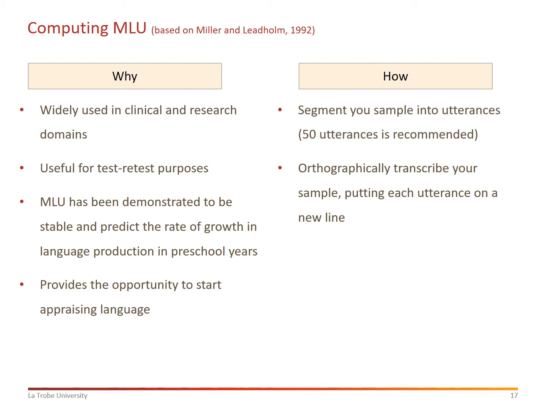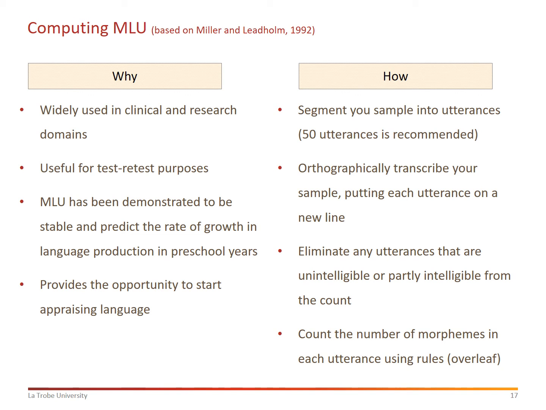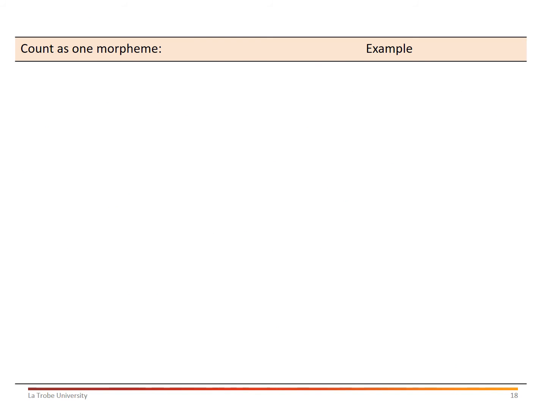So the how is you need to segment your language sample into utterances. We've talked about how 50 is really the lower limit that's recommended. You just have to do an orthographic transcription. You don't need to do a phonetic transcription. Put each utterance on a new line, and that's simply just going to help you with the mechanics of calculating the MLU. Eliminate any utterances that have any component that is unintelligible, and then you'll do the counting, and that's shown on the next slide or two.